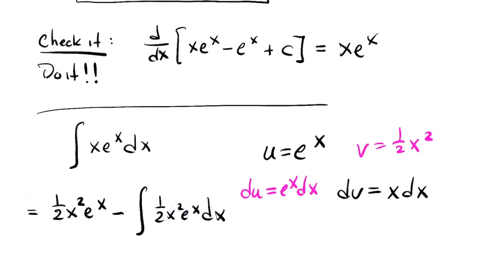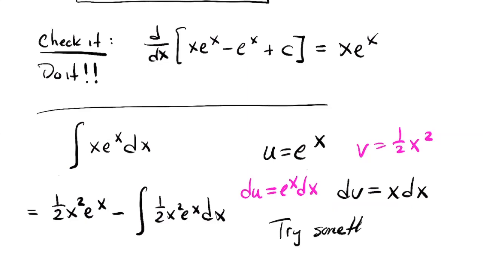So I didn't do anything bad. I didn't do anything wrong. I'm still a good person. It's just that this choice of u and dv led to an integral that was a little bit more complicated than the first one. It's okay. It just means I have to try something else. Try something else. You'll gain experience.